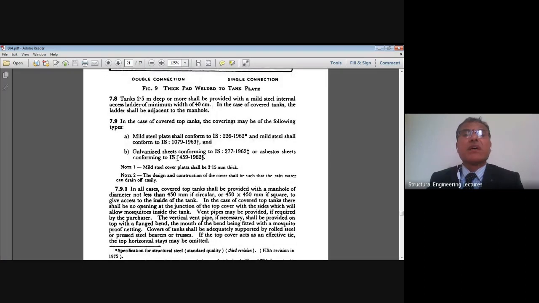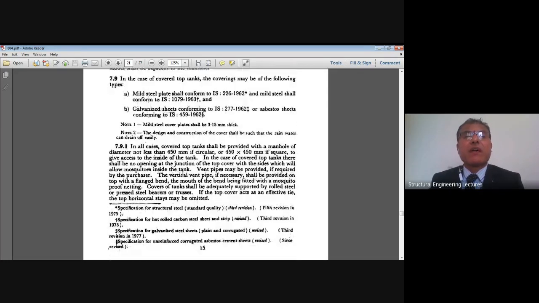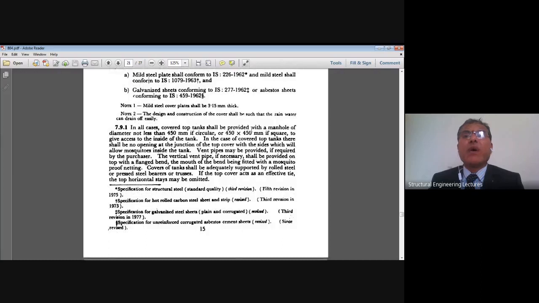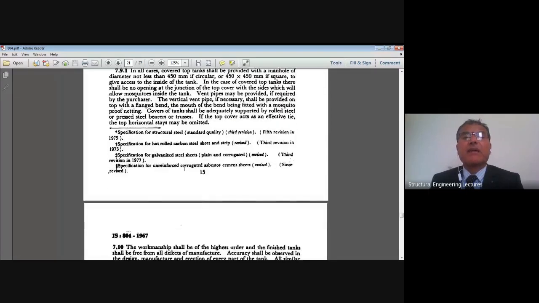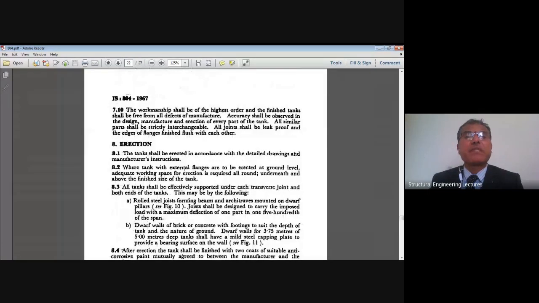The code says that if at all we are having cover plates, they should be conforming to mild steel conforming to IS 226, or that of galvanized sheets conforming to IS 277. And if we do have a manhole at the top of the cover, then the diameter should not be less than 450 mm if it is circular, or if it is square, 450 mm by 450 mm, so that we can have access into the tank for cleaning or other maintenance purposes, right?